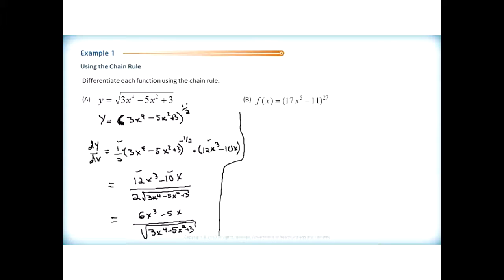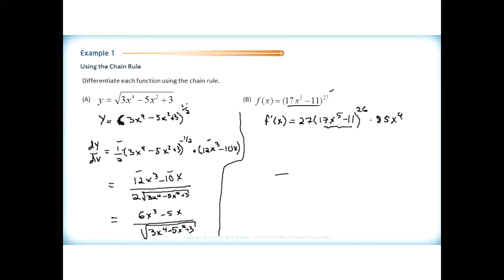For the next one, if I want to differentiate, I'm going to find f prime of x here. And it's the same story. I've got a power rule on the outside and a polynomial inside. So differentiating the outside part, leaving the inside part as it is, I have this, and that's all to the power of 26. And then I'm going to multiply by the derivative of the stuff that was left inside. So 5 times 17 is 85 x to the power of 4, and the derivative, of course, of negative 11 would just be 0. So there that one is differentiated.